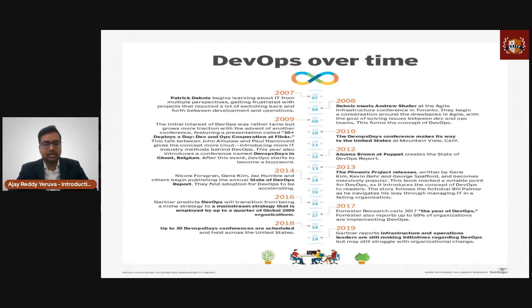In 2016, Gartner predicts DevOps will transform into a mainstream strategy from a niche strategy. In 2017, the first research calls the year as the year of DevOps. In 2018, up to 30 DevOps Days conferences are scheduled across US. In 2019, Gartner reports infrastructure and operation leaders are still making initiatives regarding DevOps.